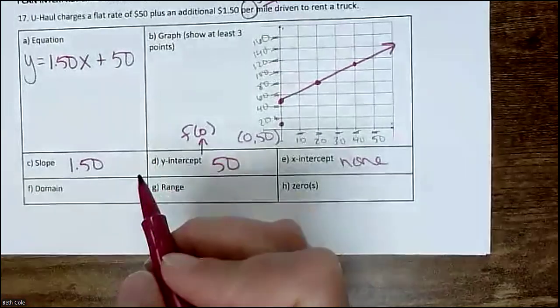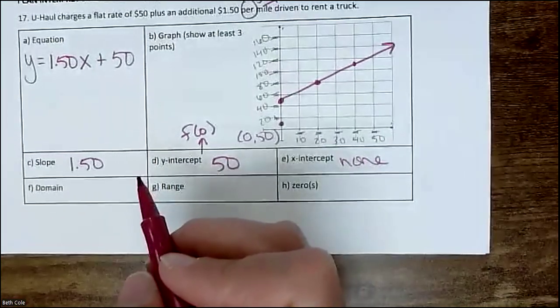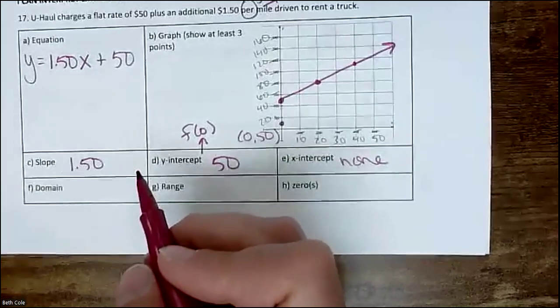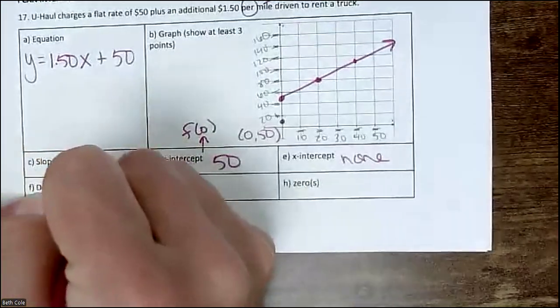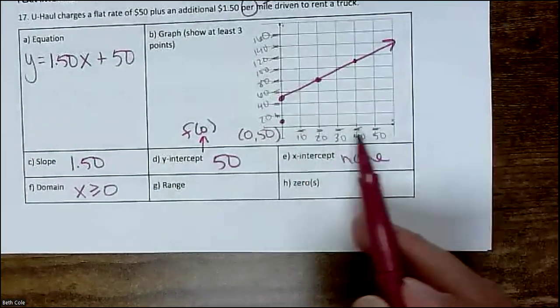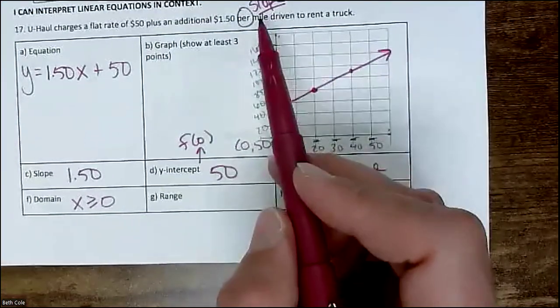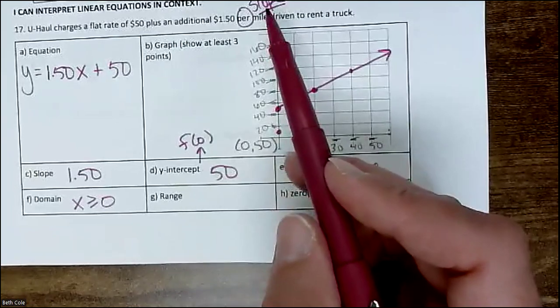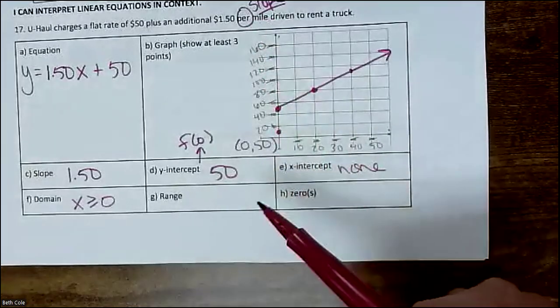All right, domain is not all reals in this case because we don't have negative money. Your money has to stay above what number? What's the lowest amount of money? 0. You have to stay bigger than 0. You can't have negative dollars. Or I guess X is the miles. Anyway, you can't have negative of any of those things, but you can't drive negative miles.